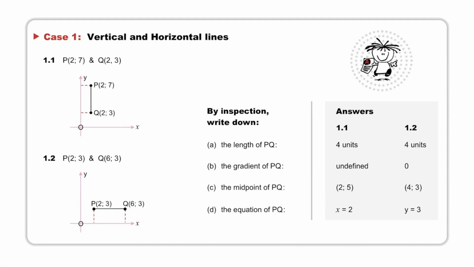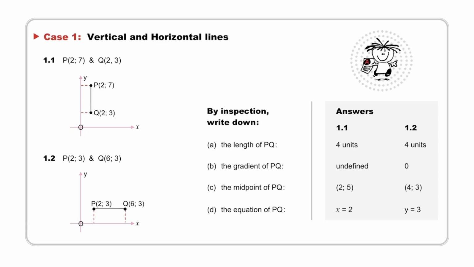Let's take a look. The length of PQ. In both cases, the length was 4 units. In 1.1, that was the difference between 7 and 3, the vertical length, and in case 1.2, it was the difference between 6 and 2, the horizontal length. The gradient of PQ. The gradient of this line is undefined because it is a vertical line, and the gradient of this line is 0 because it is a horizontal line.